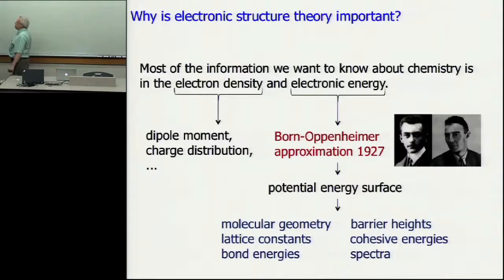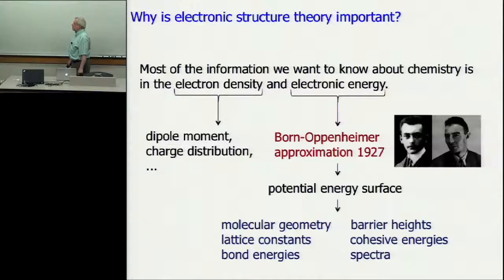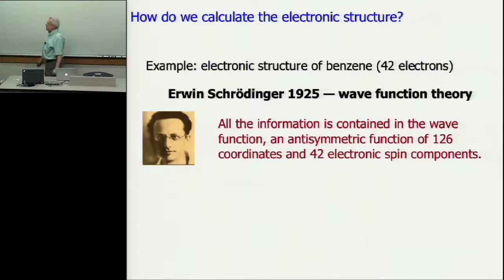The electronic energy, according to the Born-Oppenheimer approximation, and that's Born and Oppenheimer there, gives us the potential energy surface. And then the gradient of the potential energy surface is the molecular force field from which we get geometries, lattice constants, bond energies, barrier heights, cohesive energies, spectra, most anything we want.